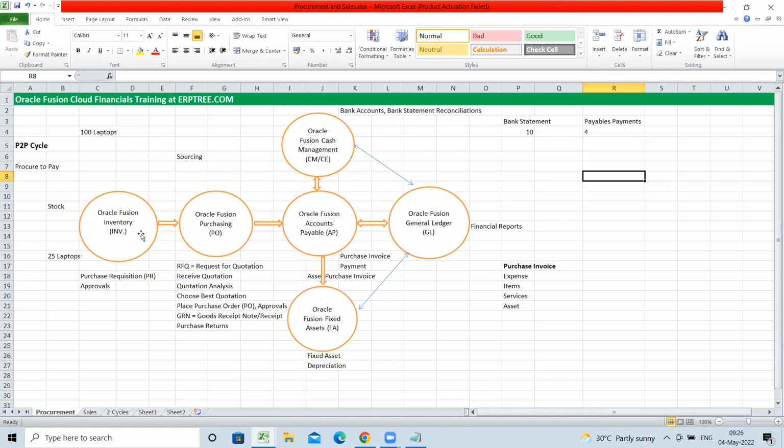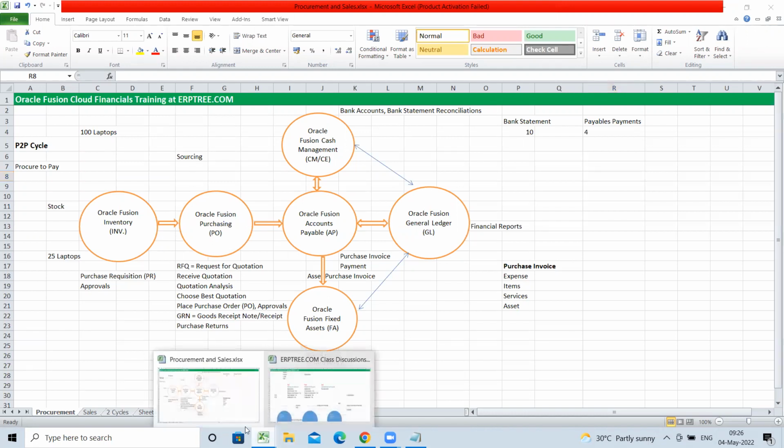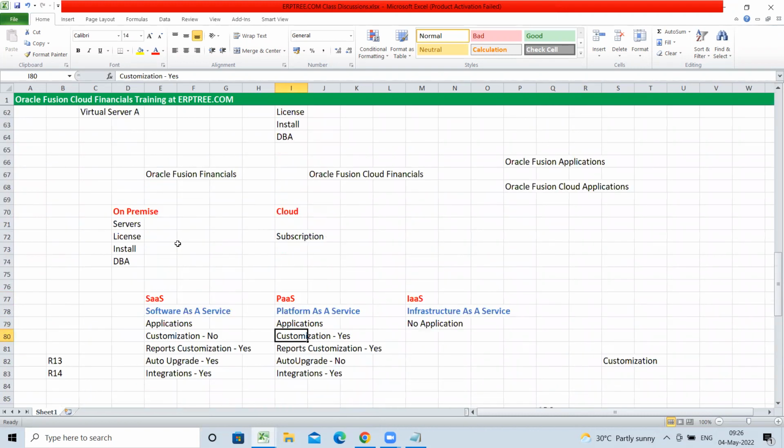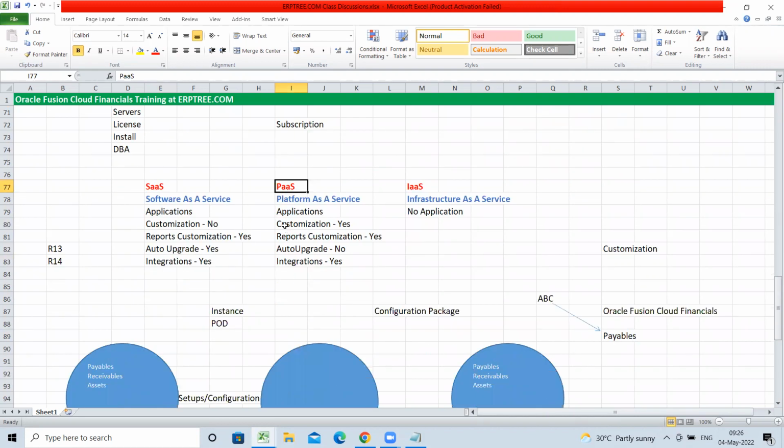Just the environment is going to change, as we discussed in the last session. Where you deploy your instance and applications makes the difference. Earlier in EBS, the solution was on-premise, on our own servers. In the case of cloud, the applications lie in virtual servers. That is the only difference; everything else is the same. Based on whether you choose SaaS or PaaS, you can do customizations. In PaaS you can customize, in SaaS you cannot. Those are the very small limitations you may come across.